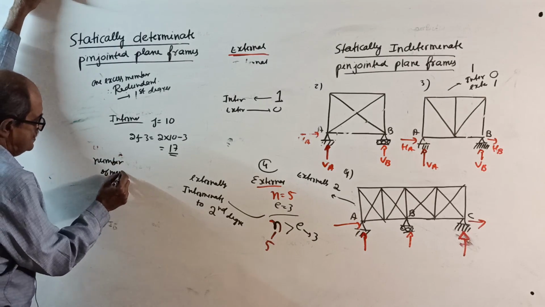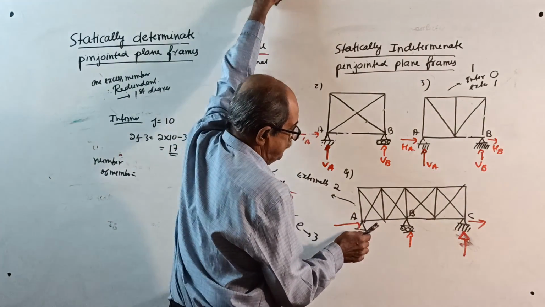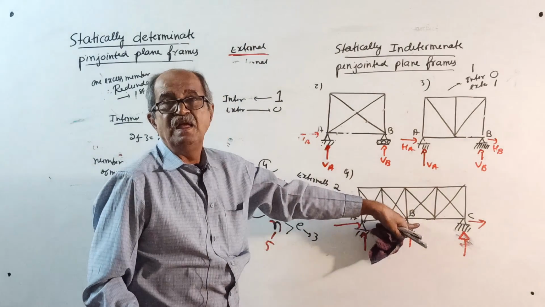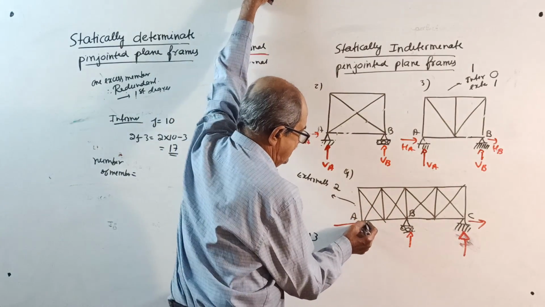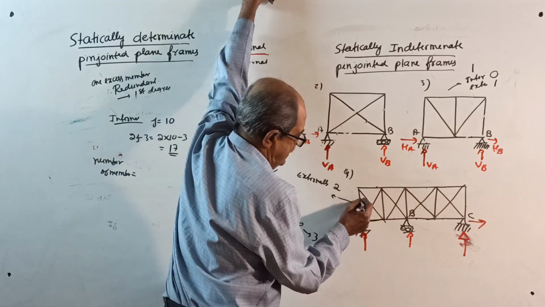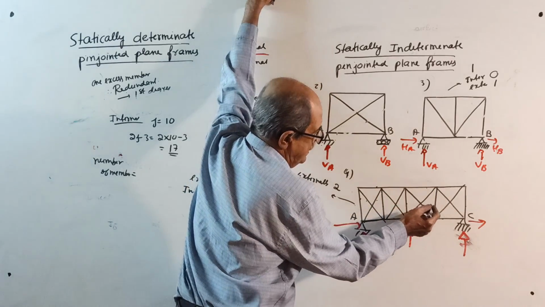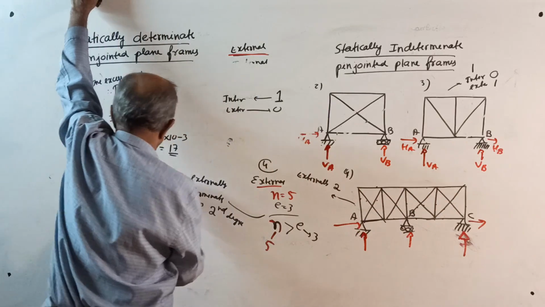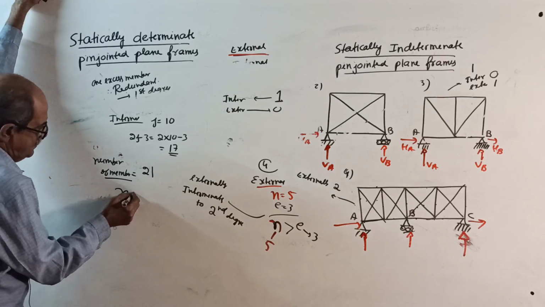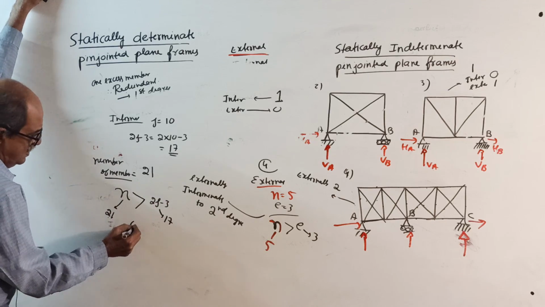Number of members equal to, see, our counting problem now. Be careful. This is internally 4th degree. I know it by looking only, but for you to understand, start from here: 1, 2, 3, 4, 5, 6, 7, 8, 9, 10, 11, 12, 13, 14, 15, 16, 17, 18, 19, 20, 21. It is 21. Therefore, the number of members n, 21, is more than 2j minus 3, which is 17, so there are 4 excess.